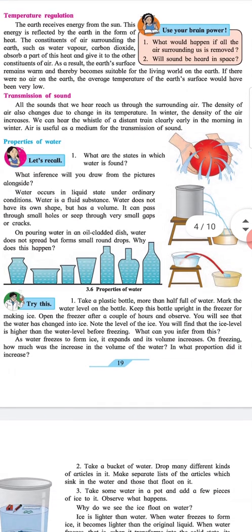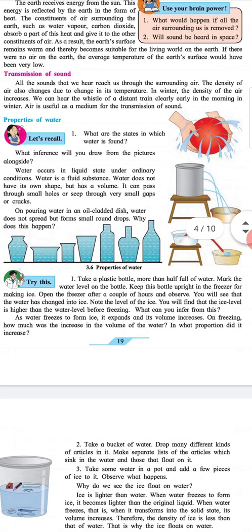Transmission of sound. All the sounds that we hear reach us through the surrounding air. The density of air also changes due to changes in its temperature. In the winter, the density of the air increases. We can hear the whistle of a distant train clearly early in the morning in the winter. Air is useful as a medium for the transmission of sound.